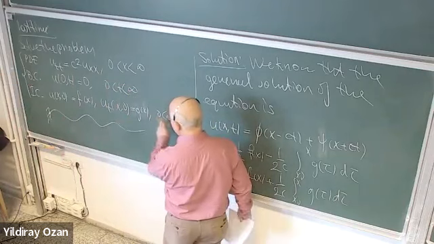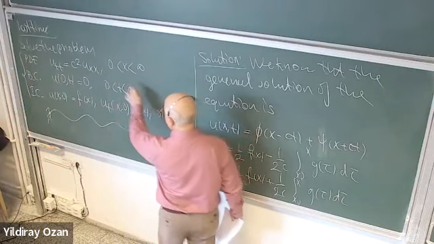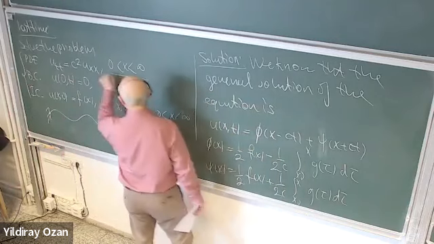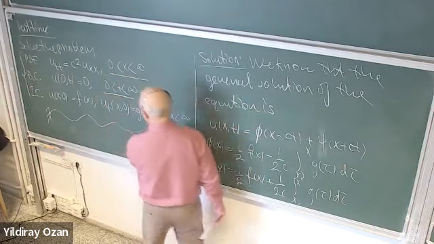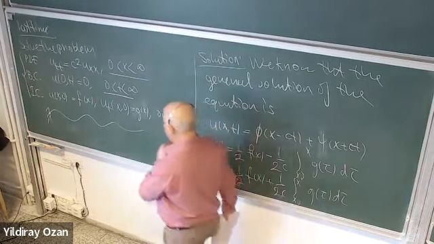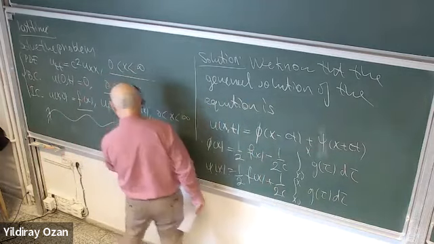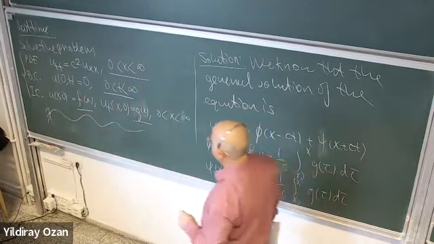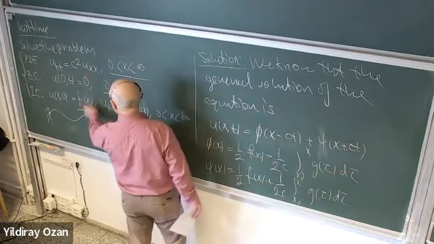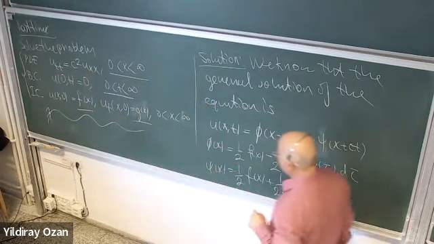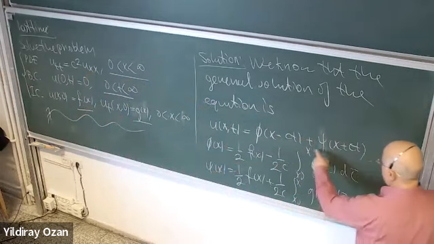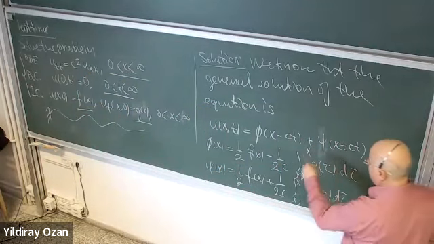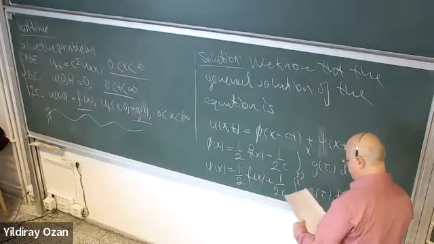Let me write it this way. So we have this wave equation. It's semi-infinite, and time is also semi-infinite. We have initial position and initial velocity. From the equation and the initial conditions, we have this kind of solution where phi and psi are given like this.